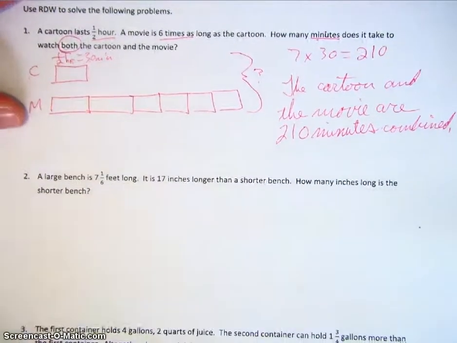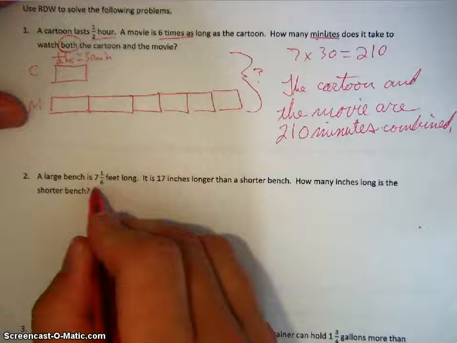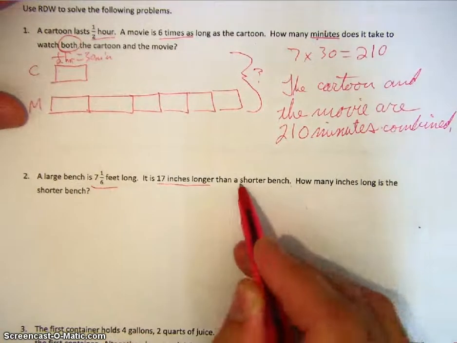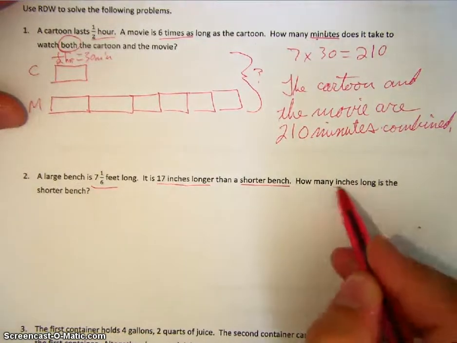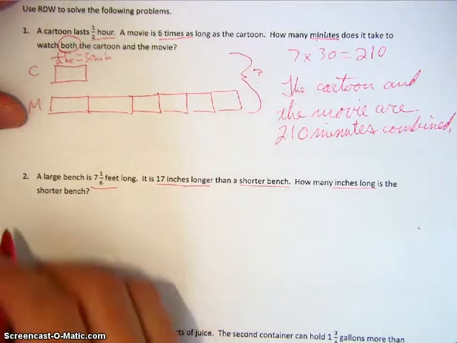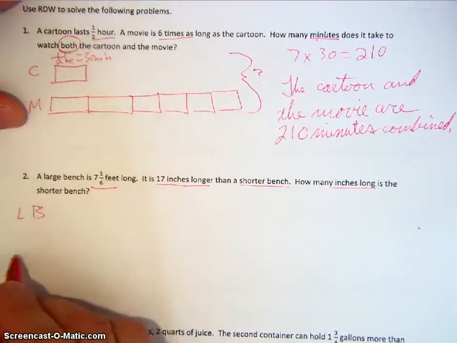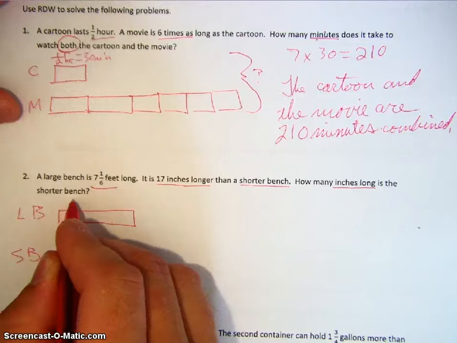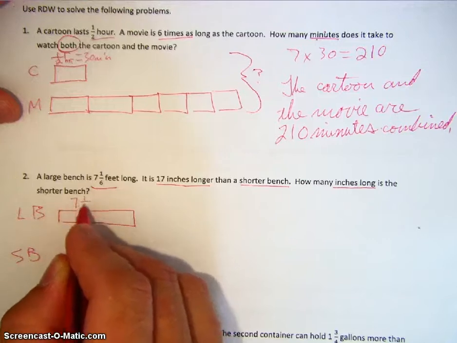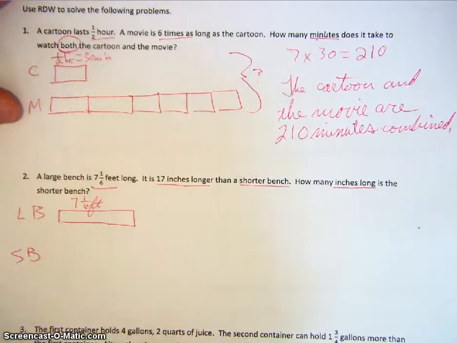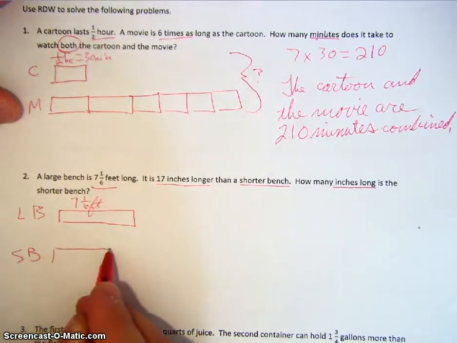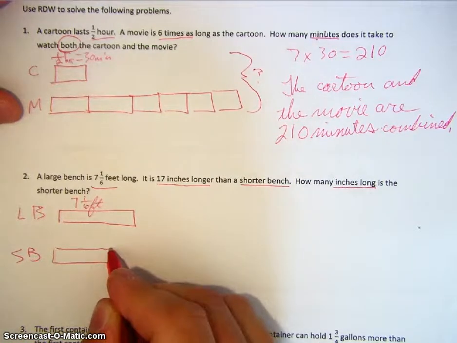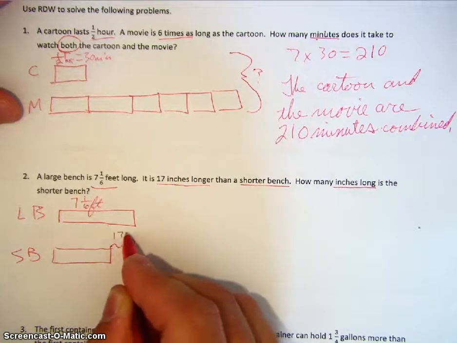Okay, number 2, we have a large bench is 7 1/6 feet long. It is 17 inches longer than the shorter bench. How many inches long is the shorter bench? So we have the long bench, we have the shorter bench. Okay, so if we go to set this up, our long bench is 7 1/6 feet. The shorter bench obviously is a little bit shorter. And we know that it's 17 inches shorter.